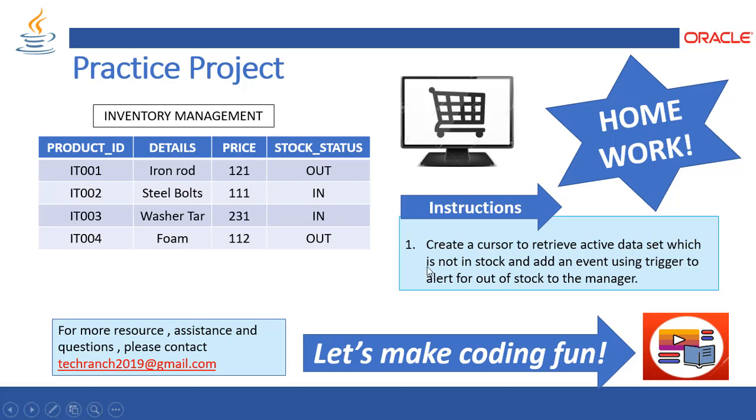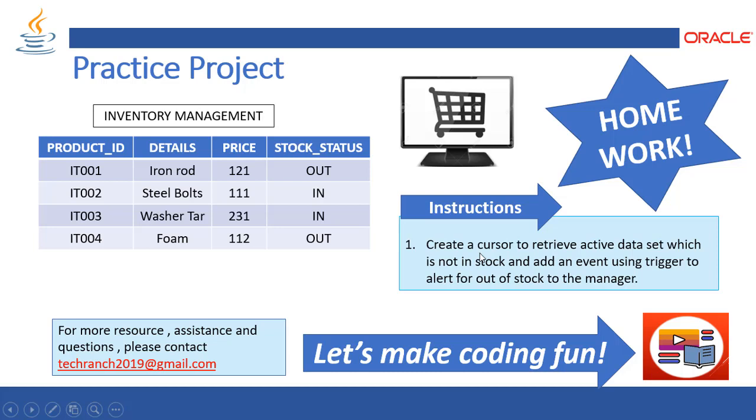What you have to do, the instruction: you have to write a cursor, create a PL SQL block of code, create a cursor to retrieve the active data set which is not in stock, and add an event using a trigger to alert the manager for out of stock. So this is really complicated because we are mixing 2 things here, cursor and trigger. This will help you to practice too.